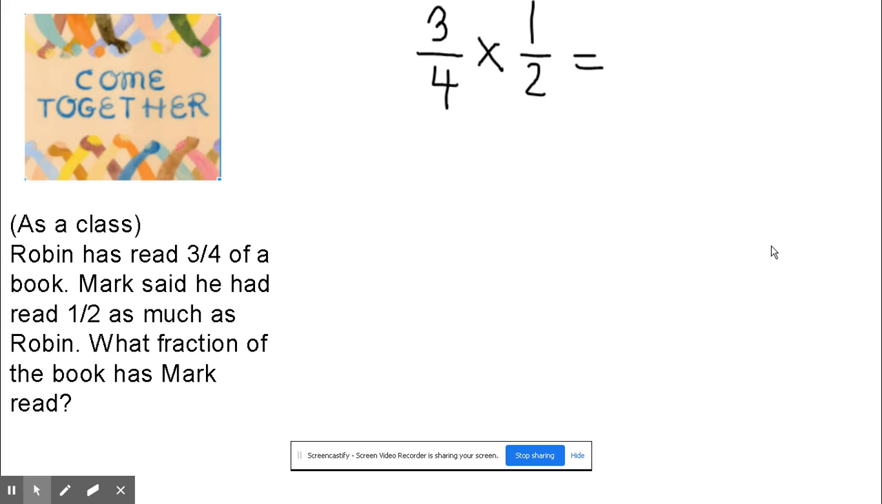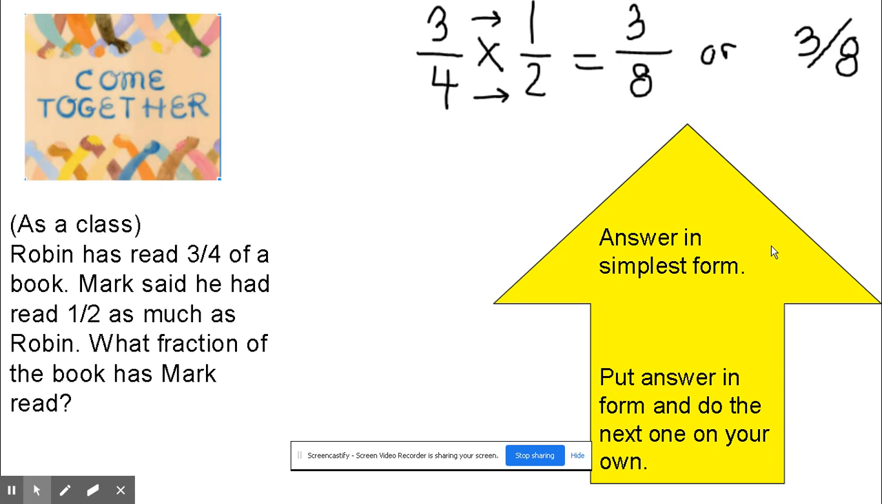Next, Robin has read 3/4 of a book. Mark said he had read 1/2 as much as Robin. What fraction of the book has Mark read? So the same thing, I'm going to multiply 3/4 times a half, and I get 3 out of 8. And make sure in your Google form, you type it as 3/8. You can't write it as a vertical fraction. You have to write it horizontally, sideways, the second form that you see on the screen.